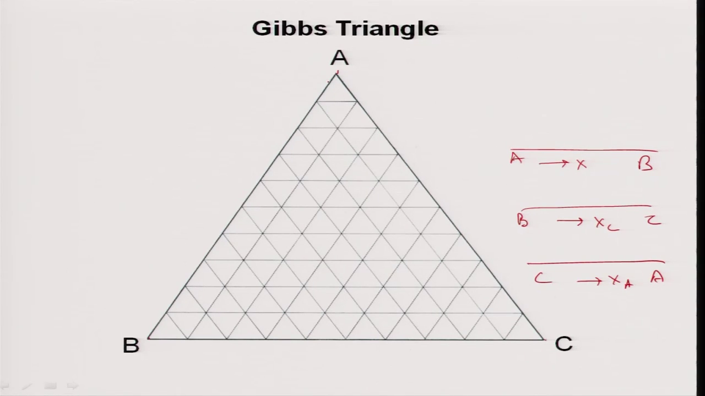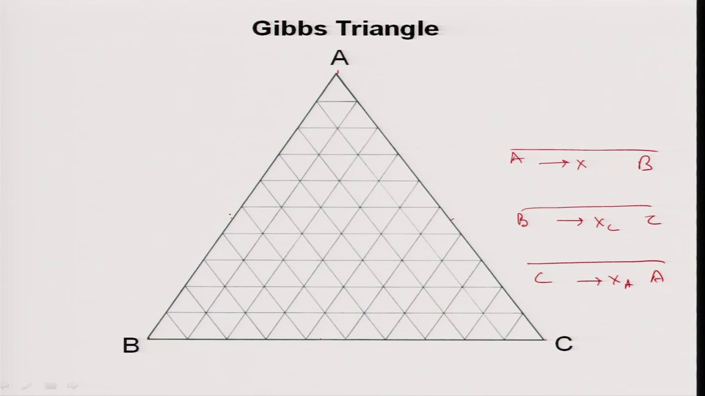This side tells you A and B mixture. This side tells you B and C mixture. This side tells you C and A mixture. So, any point lying on this will not have any A, will have only B and C. Any point lying on this will have no B, only C and A. Any point lying on this line will have only B and A, nothing else. Try to understand this very carefully.